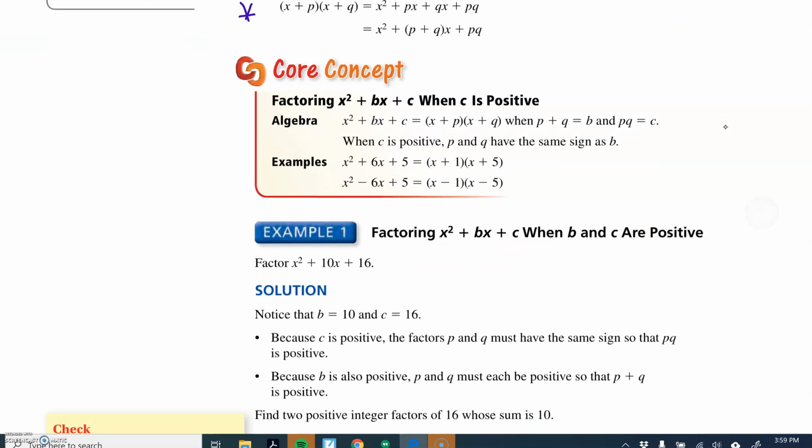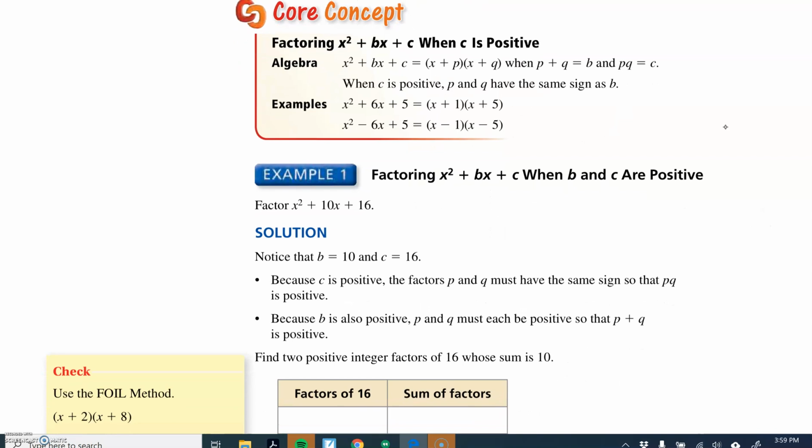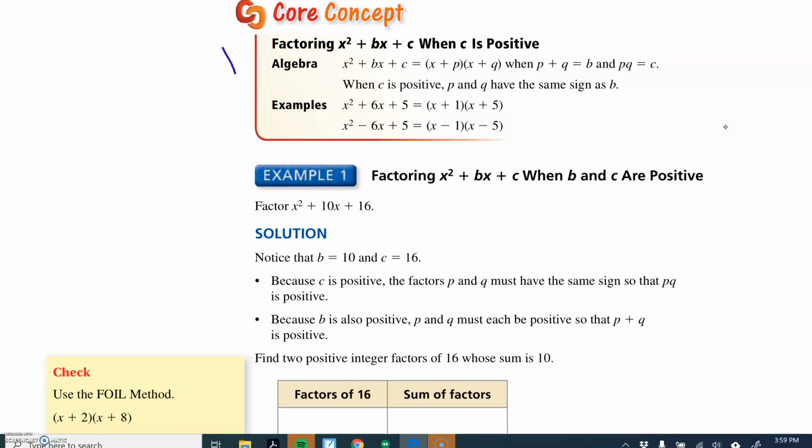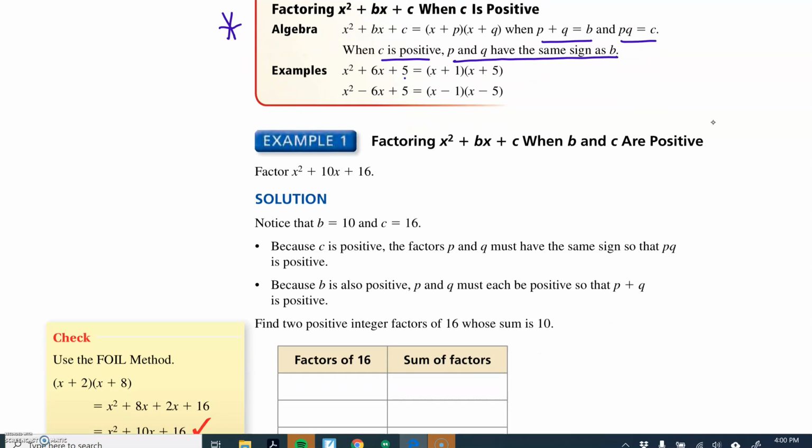So we're going to look at what happens if c is positive and what happens if c is negative. If c is positive, again p plus q equals b and p times q equals c. p and q have to have the same sign. The reason is, a positive times a positive creates a positive, and a negative times a negative also creates a positive. If we did a negative times a positive, it would create a negative. So they have to have the same sign when c is positive.